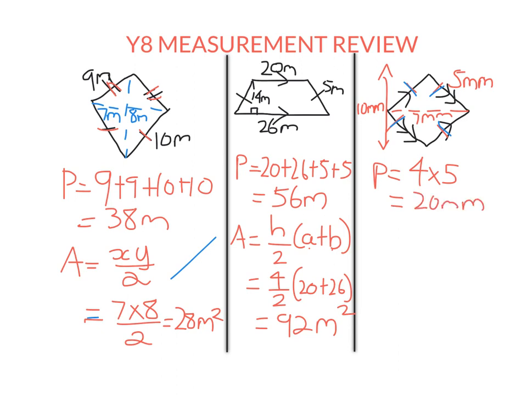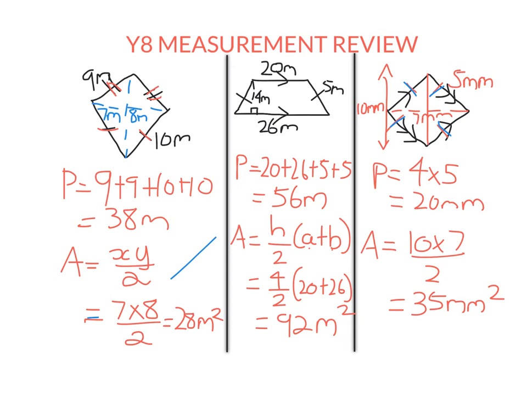So because it's a kite, we're going to find the area the same as we found a kite. We're going to multiply together the two diagonals. So this diagonal here is 10, that's one diagonal, times it by the other diagonal and divide by 2, and you get 35 millimeters squared. How easy is that? So now we're going to move on to circles.